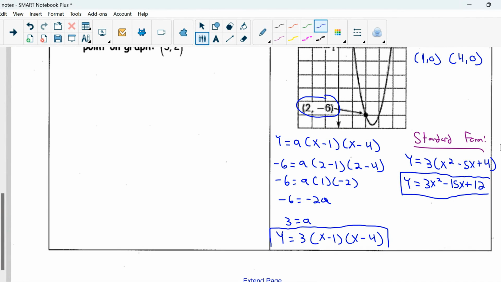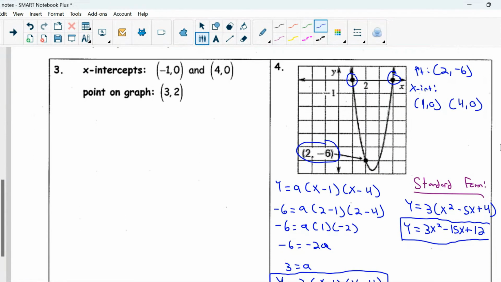Okay, so give number 3 a try on your own. Just like we just did, same process, different intercepts and points.